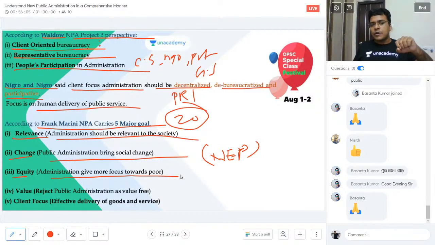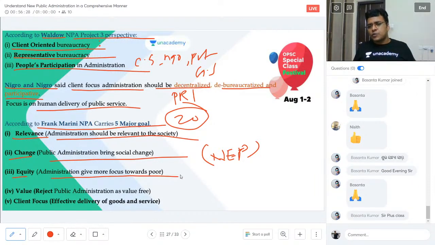So that is equity. So as an administrator, and only you, believe me, only you, no private sector, no one can bring or have the authority to do something which you have. So as a BDO, as a Tahsildar, you can certainly bring a drastic change in society. You can bring a certain amount of equity in society.